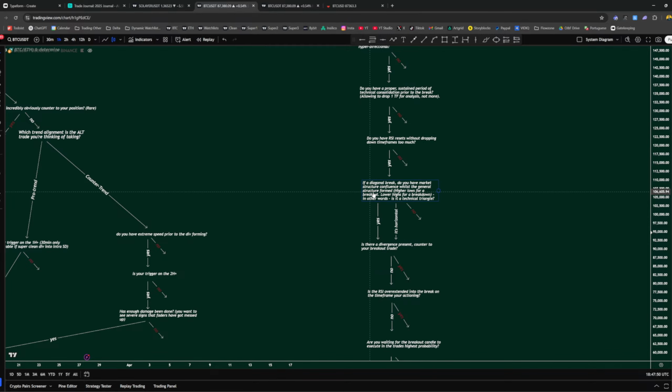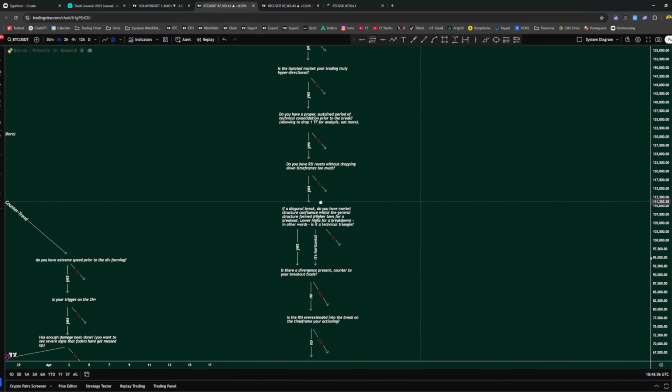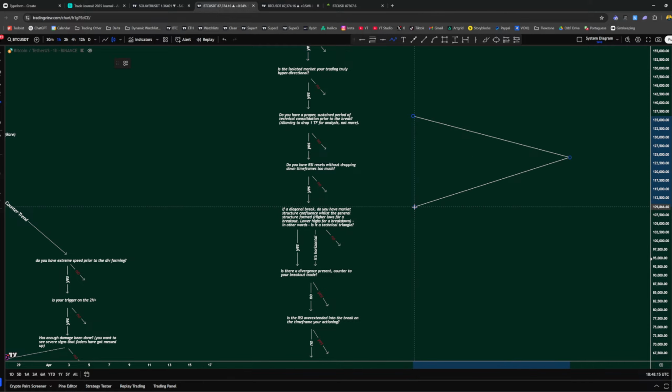Assuming yes, if it's a diagonal break, do you have market structure confluence whilst the general structure formed? So higher lows for a breakout, lower highs for a breakdown. In other words, is it a technical triangle? Essentially, what I mean here is, when I'm taking diagonal breakout trades, let's simplify this.